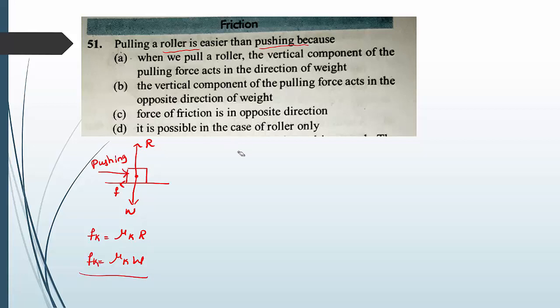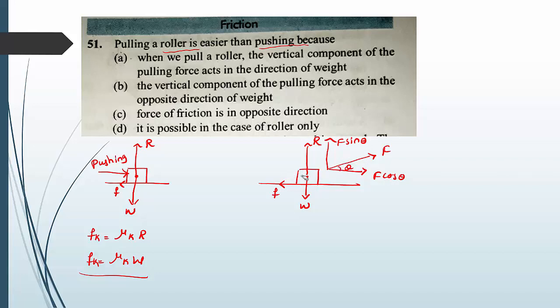When it comes to pulling the roller, what are the changes that occur? You can observe. This is a roller. Again, weight of the roller is acting downward. This is the normal reaction. When we pull the roller, again the friction is created here. Is it clear? Now, the resultant force, let us resolve into two components, right? The component values will be F cos theta and F sin theta. This is when we are pulling the roller.